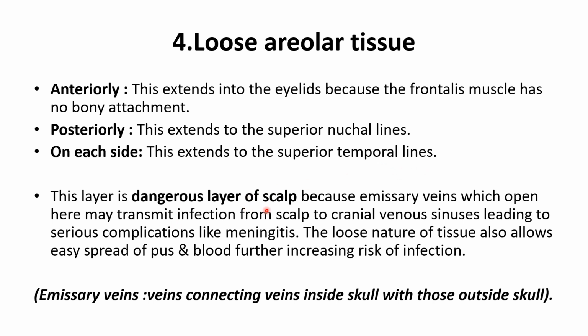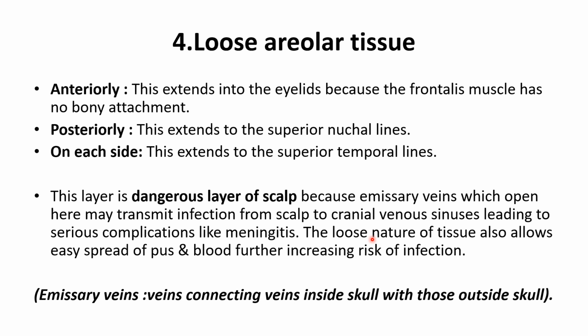Now why is this called dangerous layer of scalp? Because emissary veins open here. Now what are emissary veins? They are veins connecting veins inside the skull with those outside the skull. Now emissary veins open in this fourth layer, and they may transmit infection from the scalp to cranial venous sinuses, leading to serious complications like meningitis. So any infection which involves the fourth layer, because of presence of the emissary veins here, those veins can transmit infection to inside of skull into the cranial venous sinuses, and that can lead to serious complications like meningitis.